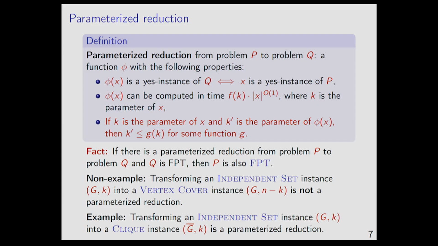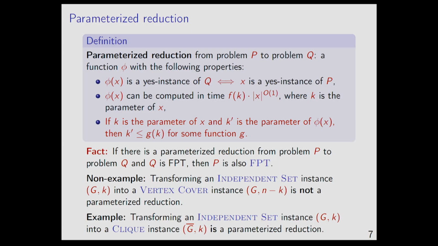So for example, look at the non-example. If you transform independent set into vertex cover, k goes to n minus k, so it's not an example. But if you transform an independent set instance by taking the complement graph, then this is a very proper reduction to clique, because an independent set will turn into a clique. This is a proper reduction in the world of FPT, because the time taken is polynomial, which is still FPT, and k goes to k. So this reduction is allowed in this world. The first reduction is not allowed in this world. If you have any question, please ask.